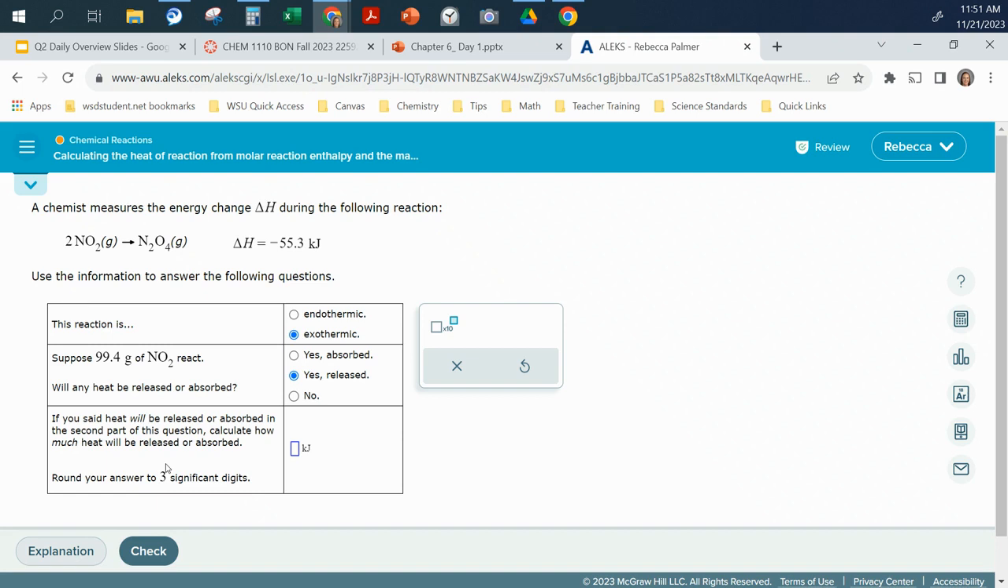This is a simple, easy way of doing it fast. You just take the grams and divide it by the molar mass. Yes, that's what we should do. Right, yes. So we're going to take this number.